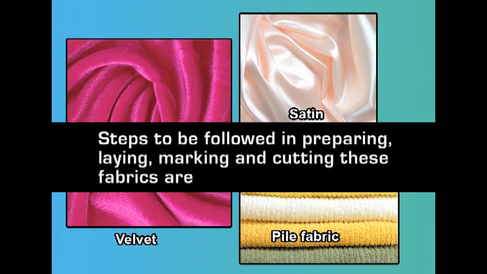Steps involved in preparing, laying, marking and cutting these fabrics are: always roll these fabrics after purchase and carry them home. Leave them rolled till cutting. This prevents formation of wrinkles. If wrinkles are found, hang the fabric on a rod or string over a tub of hot water such that the steam passes over the fabric. Move your fingers slightly over the wrinkles. Take care to follow the direction of loops and pile. Pull the fabric gently to straighten it.